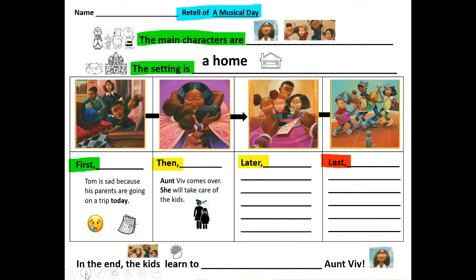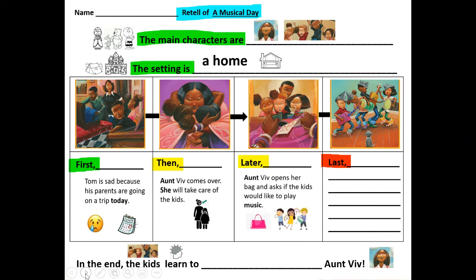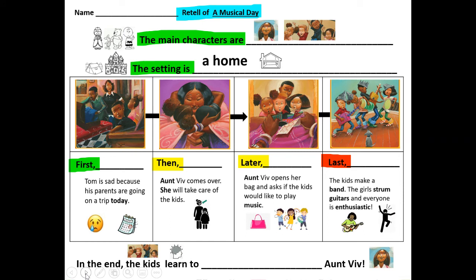And later, what happens later? What does Aunt Viv show the kids? Later, well, Aunt Viv opens her bag and asks if the kids would like to play music. And last, what happens at the end of the story? Last, the kids make a band. The girls strum guitars and everyone is enthusiastic.